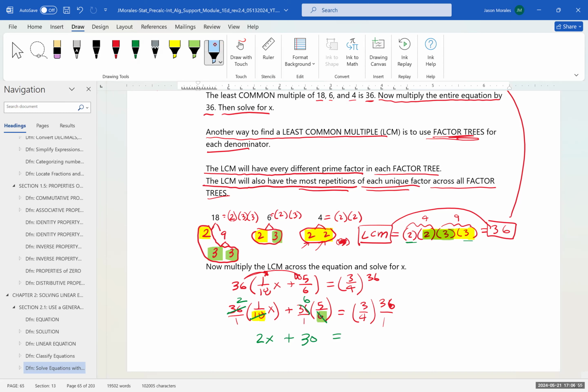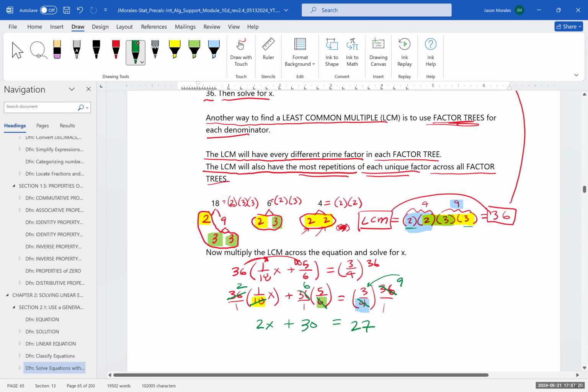And now with this denominator, we've got a denominator of 4. Once we take 4 out of our least common multiple, what do we have left? 9. So 4 goes into 36 9 times. And 9 times 3 is 27.